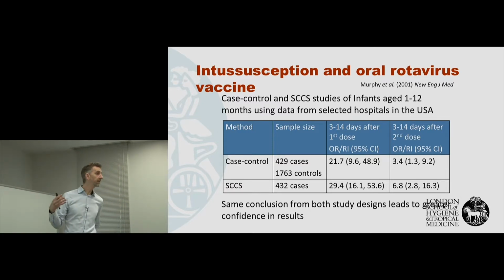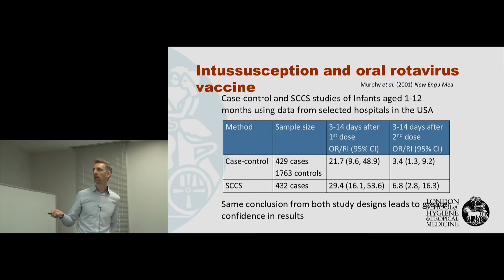And so interestingly, they did both the case control and the self-control case series. So in the case control study, with their 429 cases and 1,700 controls, they found an odds ratio after the first dose of 22. Now, if you work in pharmacoepidemiology, you never come across these kinds of odds ratios. This is enormous. So clearly a massive association with the vaccine. The subsequent days 3 to 14 after the second dose, the odds ratio was much lower, but still increased. The self-control case series, which involved just 432 cases, was pretty similar.